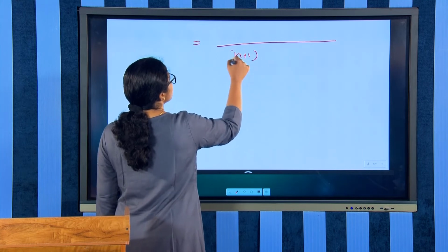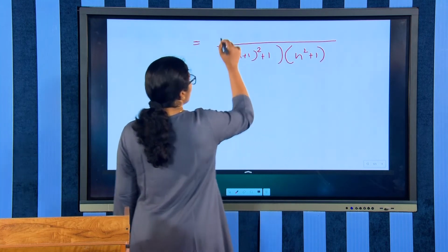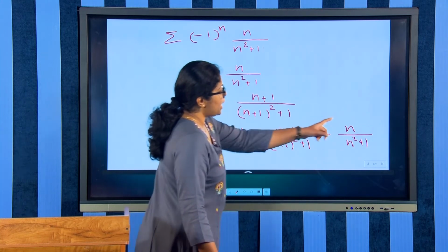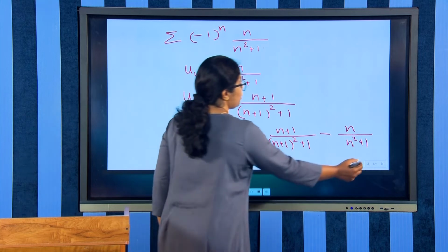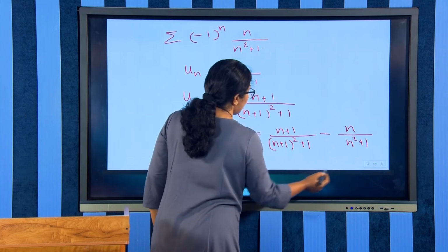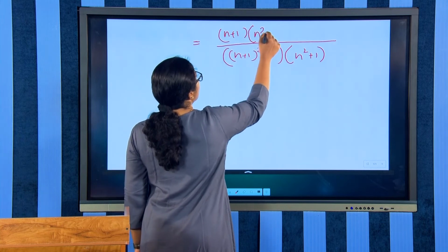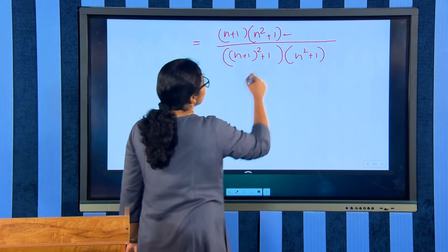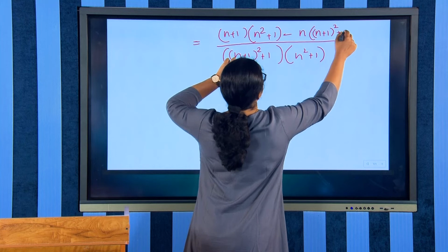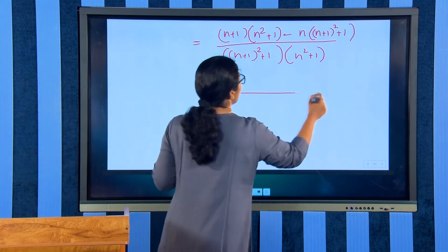n plus 1 the whole square plus 1 into n square plus 1. Numerator will be n plus 1 multiplied with n square plus 1 minus n multiplied by n plus 1 the whole square plus 1. So when you simplify these terms, you can see that the denominator remains the same.